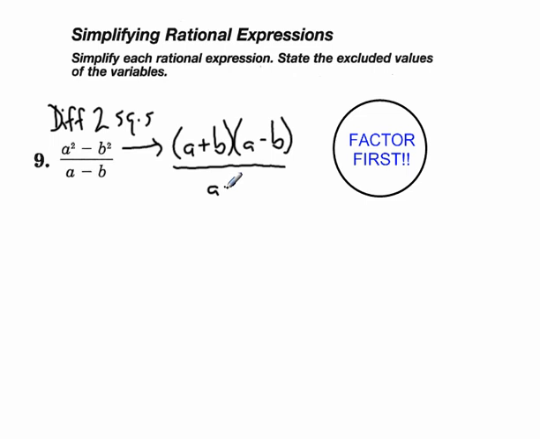The a minus b comes in underneath. Those will cancel just like the last example. So your answer is just a plus b. There's a 1 in the denominator position, you don't need to put that there.